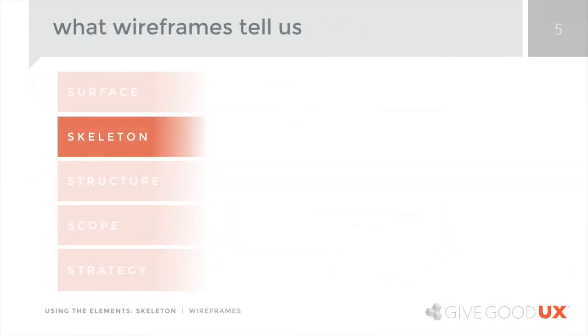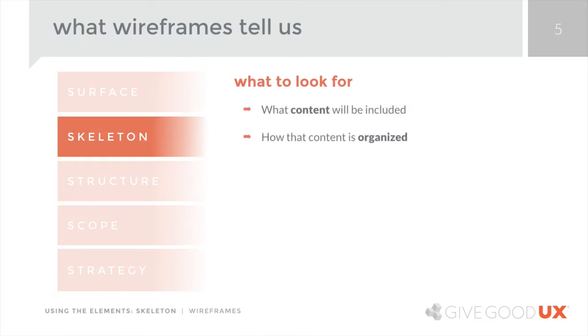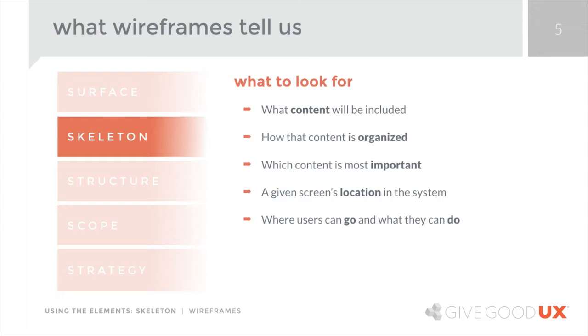So here's what wireframes tell us. When you're looking over your new set of wireframes that you've just created, there are several things that you're looking for to make sure that they're represented. And those are what content will be included, how that content is organized, which parts of that content are most important, where a given screen's location is within an entire system, where users can go, and what they can do when they get there. And finally, you're trying to clearly establish how users will move around in the system.